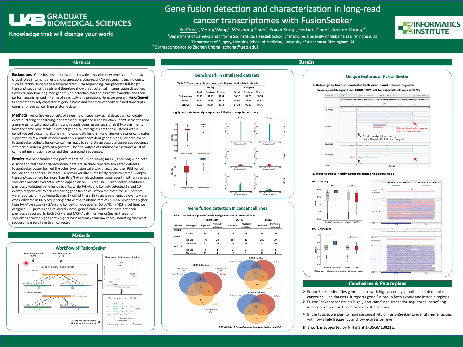So this is a figure showing the overall workflow for FusionSeeker, and we take the read alignment file and also the gene annotation file as the input. The first step for FusionSeeker is to identify the gene fusion raw signals, and we go through all the read alignments in the BAM file, and for each alignment we will do the annotation and see if it is aligned to more than one gene.